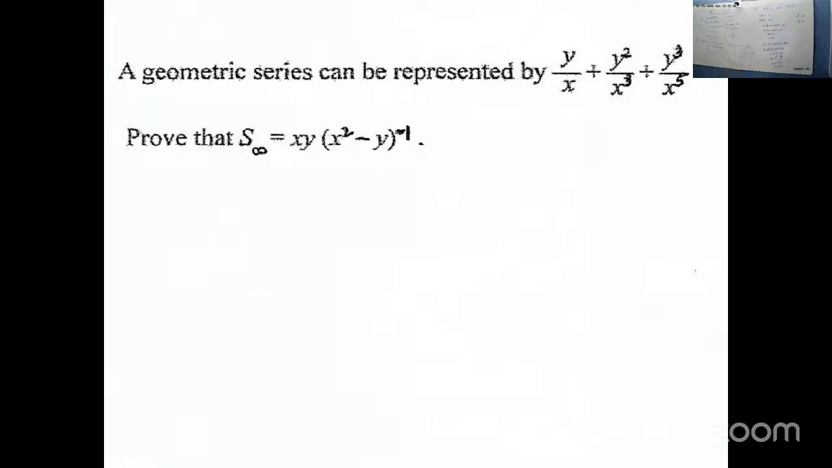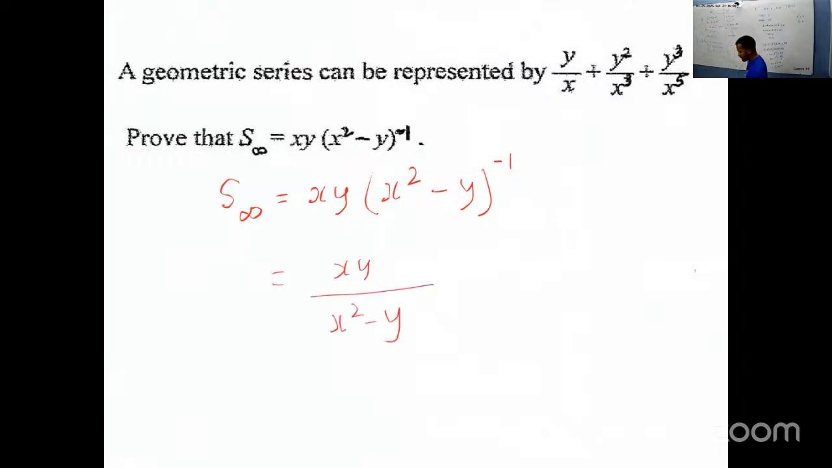Read it out. The sum to infinity is xy over x squared minus y, to the power of minus. Wait, what does minus one mean again? Over, right? So remember, minus one means this, right? Go ahead, prove that fast. Yeah, that's the proof.